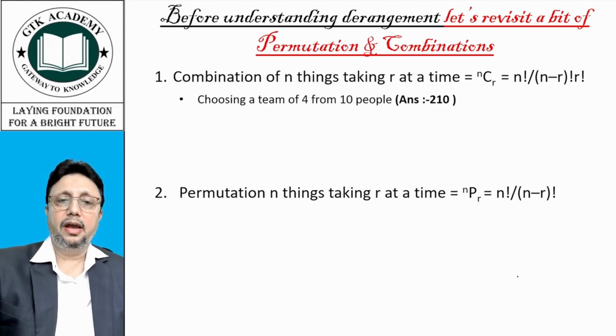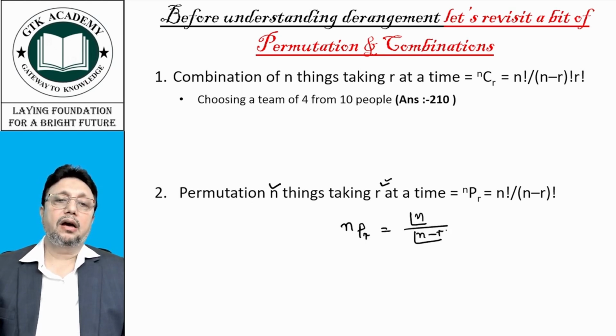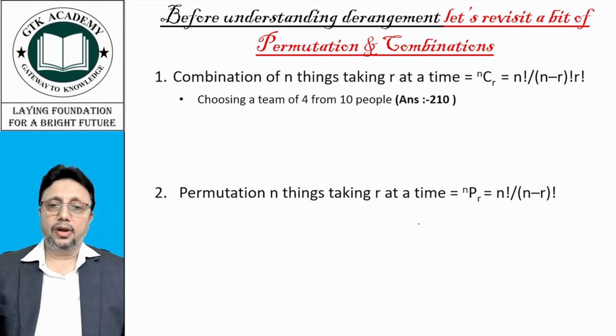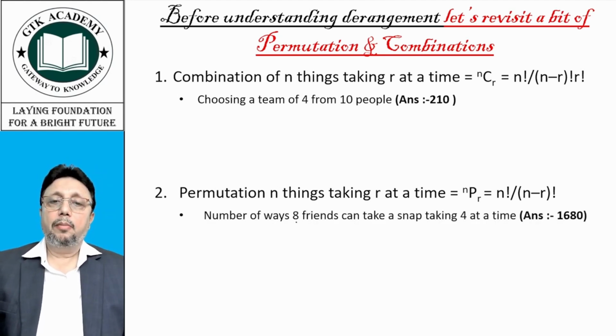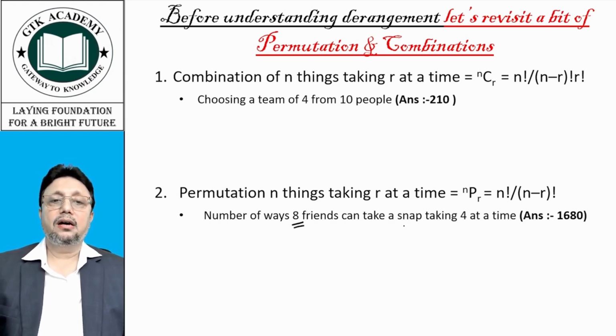So if you have n things and you are taking r at a time, the formula is nPr, and that is equal to factorial n upon factorial n minus r. One example will make it more clear. Suppose you 8 friends go and take a snap, and you are taking a snap having 4 people at a time.